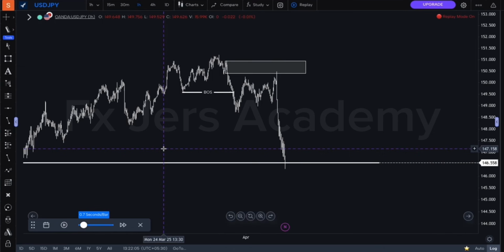It may look simple when you watch it like this, but always remember, trading is simple, not easy. The hard part is being consistent, disciplined, and sticking to your plan. And that brings us to the end of this final lesson of FXJers 2.0 mentorship. I just want to leave you with something important.